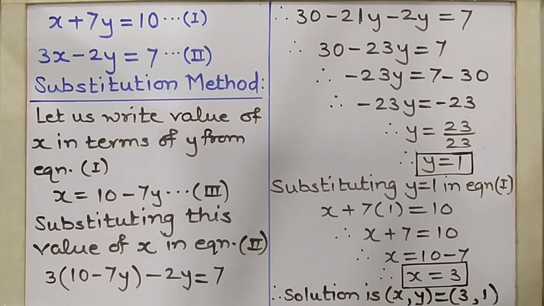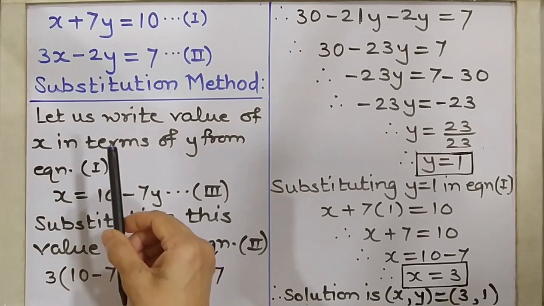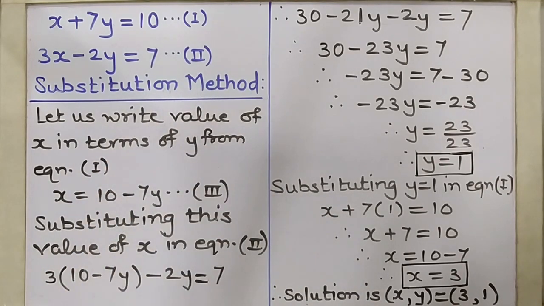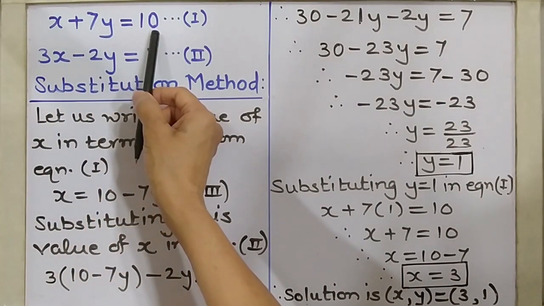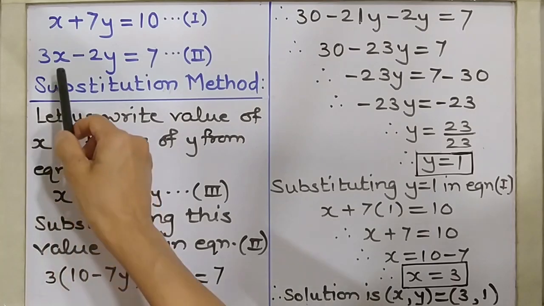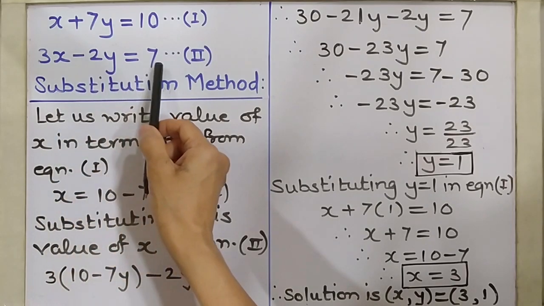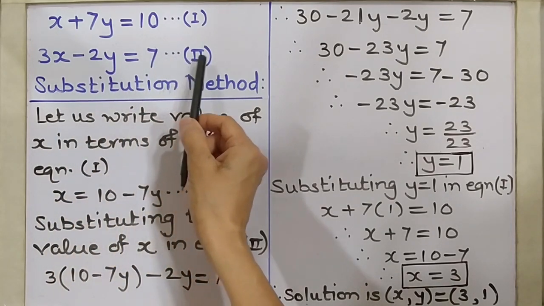Exercise 1.1, question number 2, sum number 2. This sum we have solved by the elimination method earlier. Now we'll do the same sum by the substitution method. Equation number 1, x plus 7y is equal to 10. We'll number this as equation 1. 3x minus 2y is equal to 7. We'll number this as equation number 2.